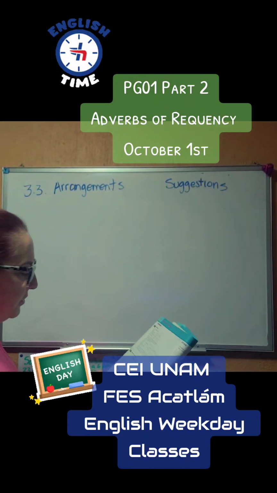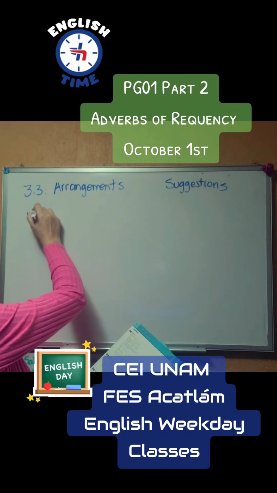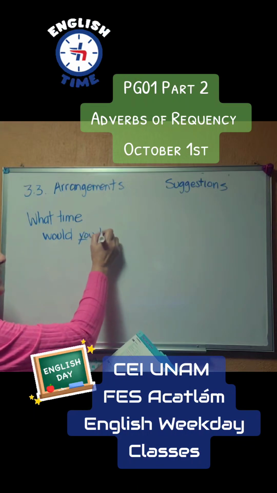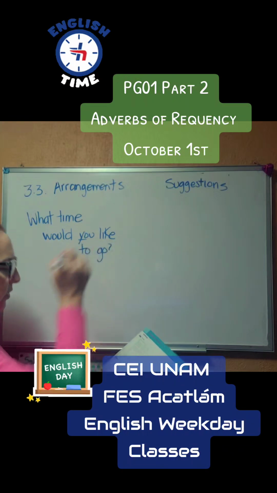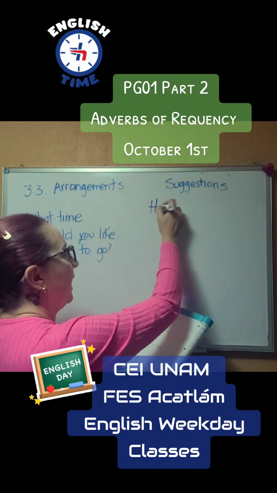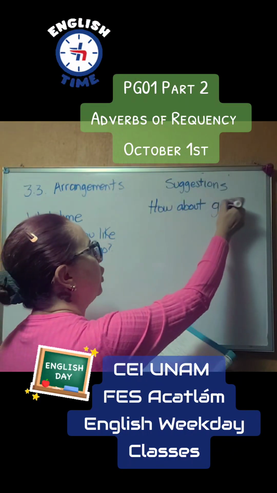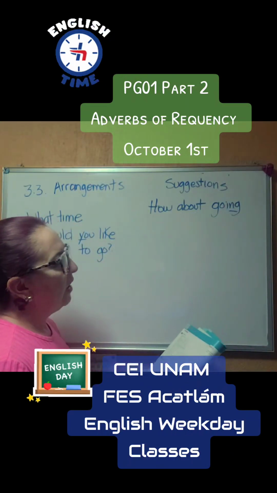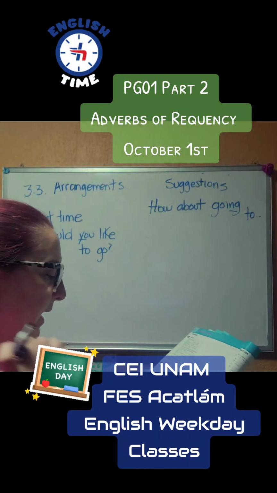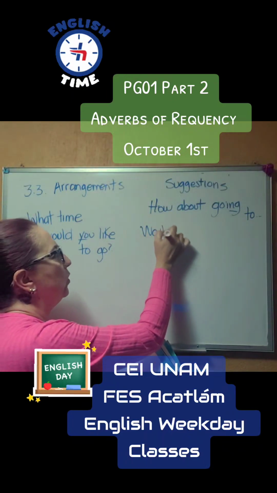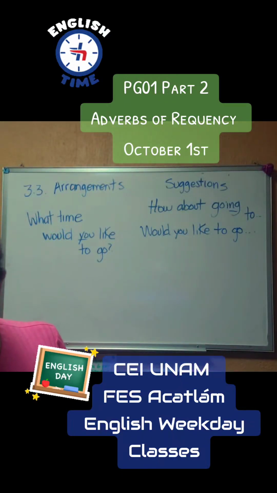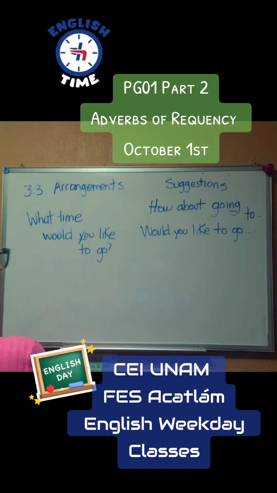Okay, so we have arrangements. What time would you like to go? So check what time, and then we use would you, the subject, like to go. Well, actually the object, no? And then another way, making suggestion. Over here we have how about, ¿qué te parece? Going. Then we use ing. How about going to the movies? How about going to a restaurant? And then would you like to? Would you like to go to the movies? So this is what they are explaining there, the two structures.